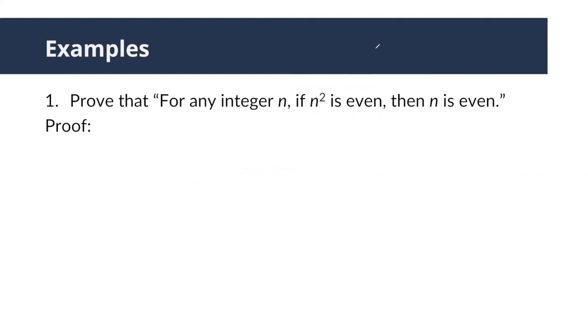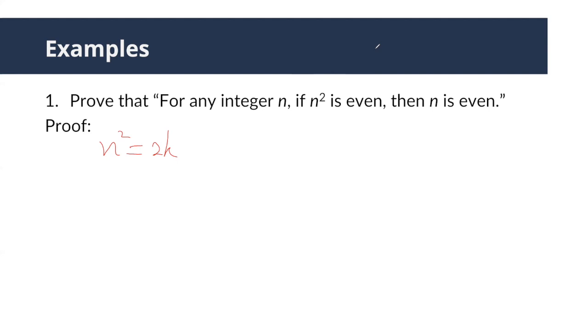First one: for any integer n, if n squared is even, then n is even. For this implication, if you try to prove it using direct proof, and you start from the hypothesis where n squared is even, we know that by definition, your even number can be represented by 2 times k, where k is some integer.